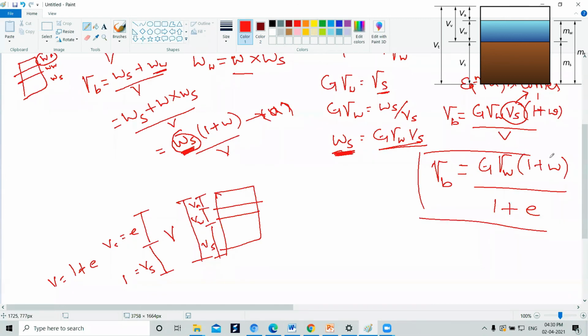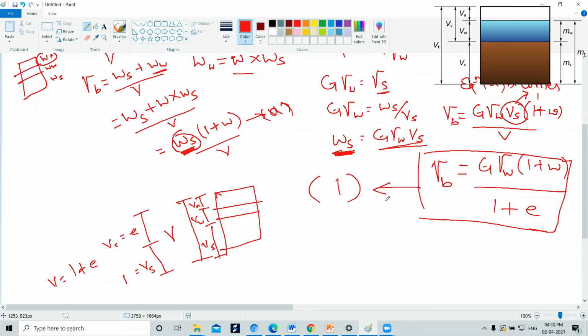This is the relationship for the fully saturated case. If the soil sample is partially saturated, please understand, I will be giving this one as equation 1. Shall we go further? Okay.